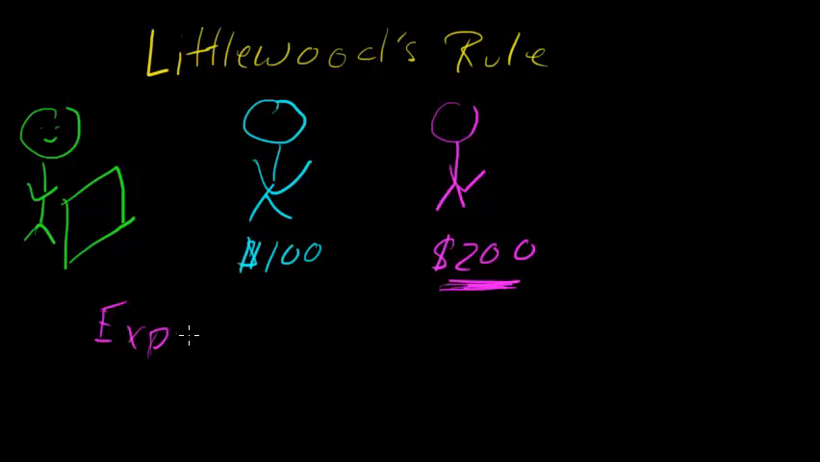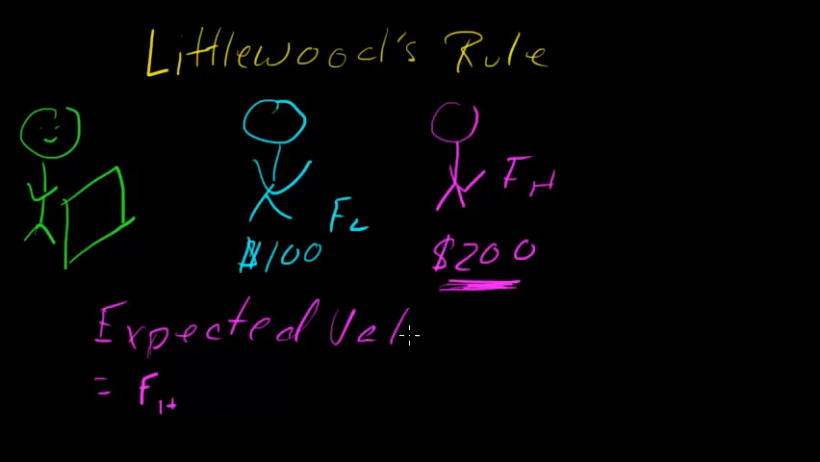So the expected value, in our case, is simply going to be the fare. We're going to call this guy F high for fare high, and we're going to call this guy F low for fare low. So we're going to say the expected value of fare is the fare times the probability that that person arrives.